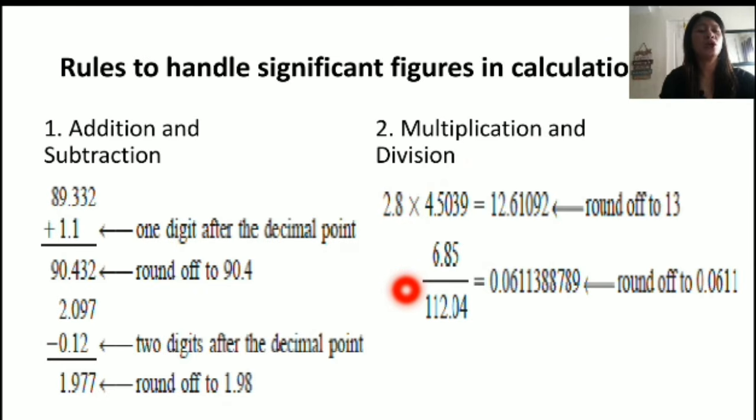In doing division, let's say 6.85 divided by 112. The initial answer is 0.0611388739.